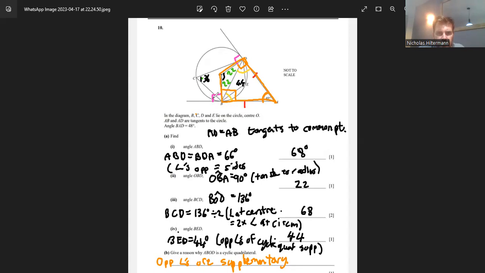Where have I made a mistake? The 66 plus 66 is 132. Ah, okay. So BOD, sorry, these are 66. I made a mistake. The yellow ones are 66.